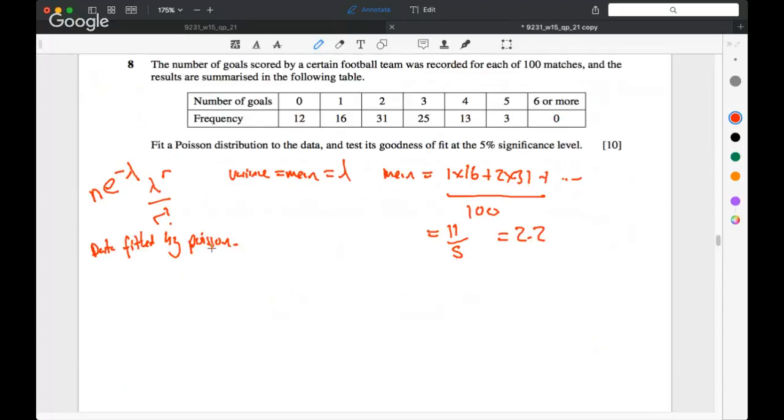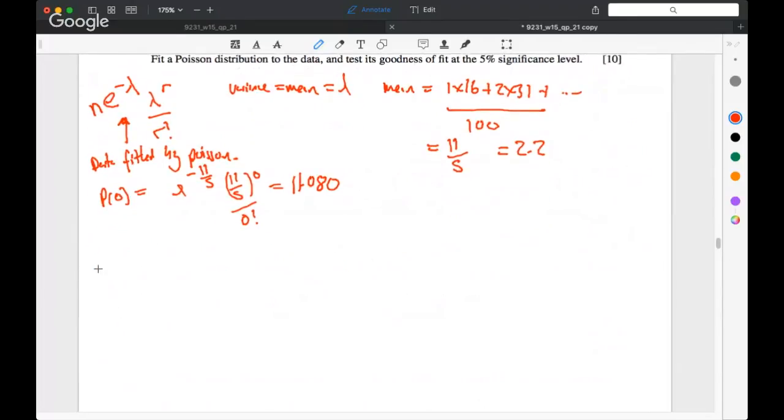And in order for that to be true, when we now put the data into this form, we should get all the probabilities out in the same way, okay? So we'll figure out the probability of having 0 goals, which should be e to the minus 11 over 5 times 11 over 5 to the power of 0 over 0 factorial, which is just 1. And that gives us 11.080. Okay, and we keep doing that for all of them. We keep just figuring out what the probabilities are and spit them back out.